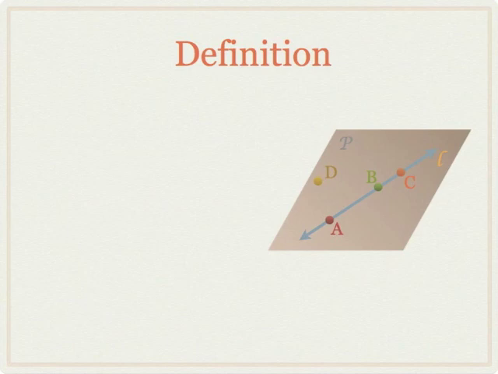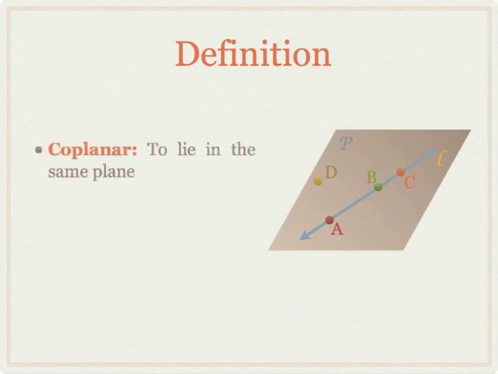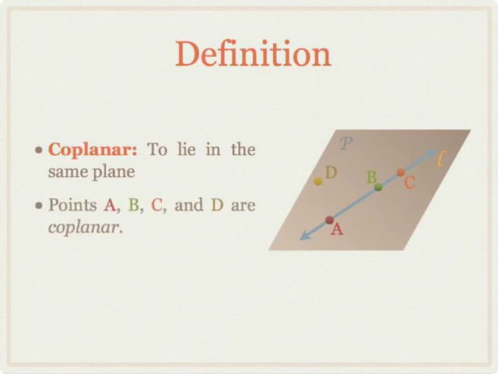Now let's talk about another definition. We just talked about collinear, meaning that they're on the same line, so this definition is coplanar. And it means to lie on the same plane. Points A, B, C, and D are all coplanar. Line L and point D are coplanar, meaning that they are on the same plane.